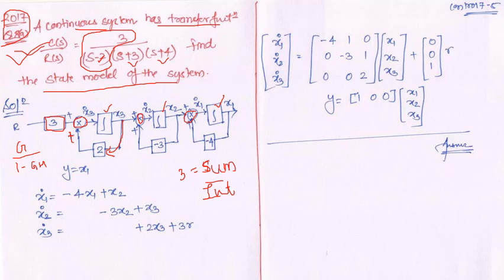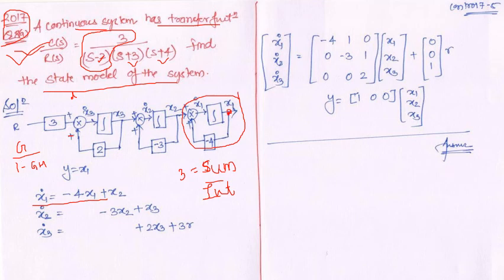The corresponding equations can be written as: this is x1, the integral of that is x1 dot. Similarly, this is x2, the integral of that is x2 dot, and x3, the integral of that is x3 dot. If this is d/dt of x3, then that can be written as x3. This is d/dt of x2, then it is x2, and this is d/dt of x1, then this is x1. So look at here.